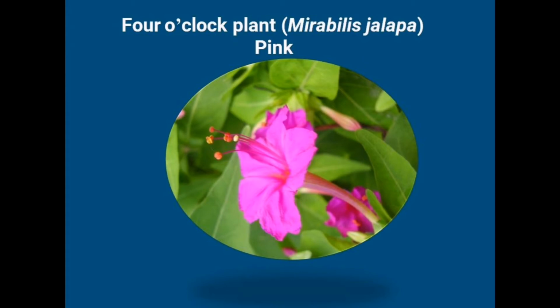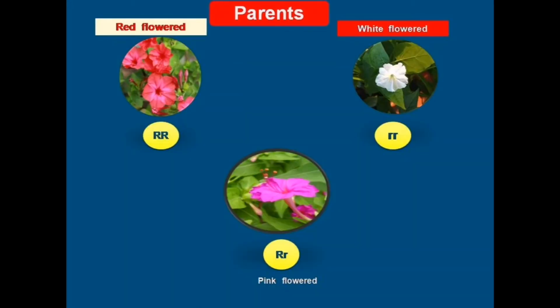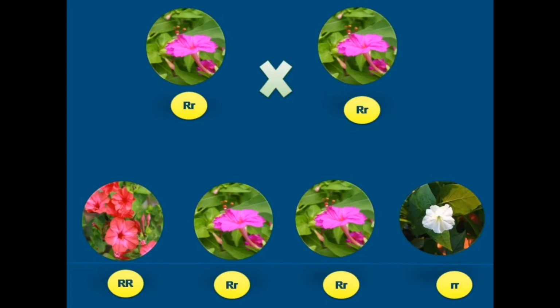The cross is represented here. See, red flowered Mirabilis jalapa, genotype capital R, is crossed with white flowered Mirabilis jalapa, genotype small r. Then in the F1 we will get capital R small r, that is pink flowered one. This pink flowered plant is then self-pollinated and we will get F2. In the F2 we will get red, pink and white flowered plants in the ratio 1:2:1.